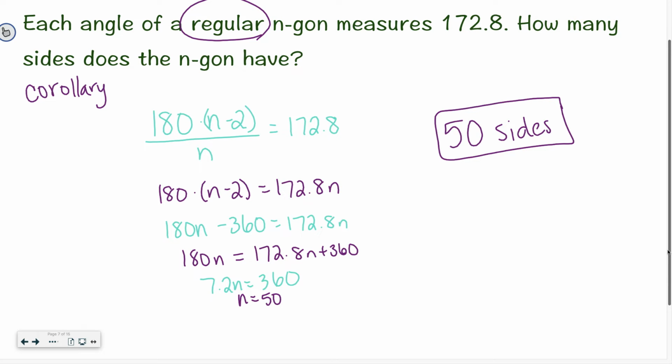Then I distributed that 180 to the parentheses. So I said 180n minus 360 equals 172.8n. Then I added 360 to both sides. Then I subtracted 172.8n from both sides. And I was left with 7.2n equals 360. And when I divide both sides by 7.2, I end up with n equals 50, which means that this n-gon is actually a 50-gon. It has 50 sides.